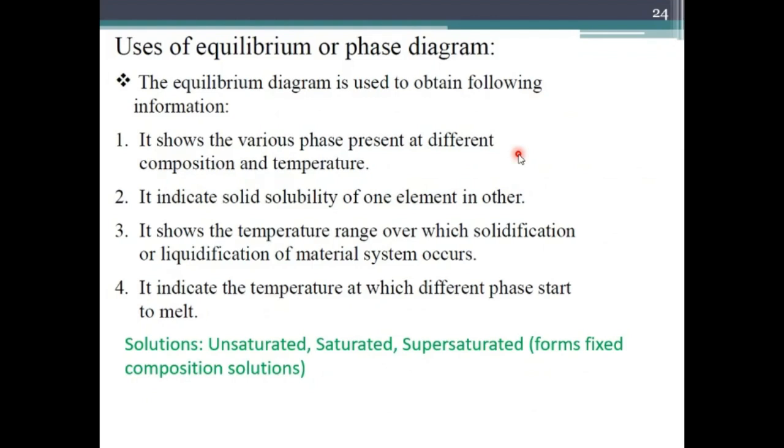Okay, in a particular temperature or condition, whether one element is soluble in the other, or in what temperature range the metal will be solidified or liquefied, or at what temperature the metal will start melting. Okay, these kinds of data, whether it will be saturated or supersaturated, everything, we will get with respect to a phase diagram. So for that we will be using the phase diagram. A very important aspect. That is what is called a phase diagram.